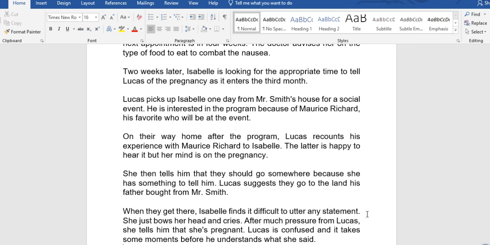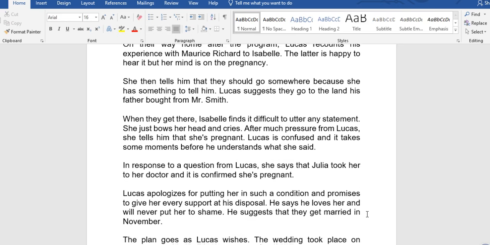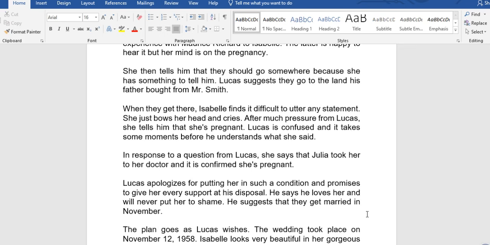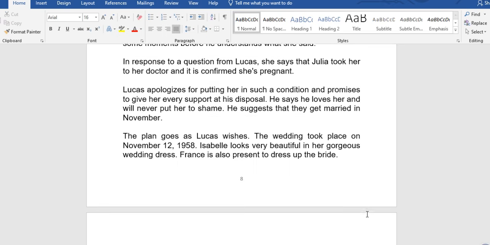On their way home after the program, Lucas recounts his experience with Maurice Richard to Isabel. The latter is happy to hear it, but her mind is on the pregnancy. She then tells him that they should go somewhere because she has something to tell him. Lucas suggests they go to the land his father bought from Mr. Smith.